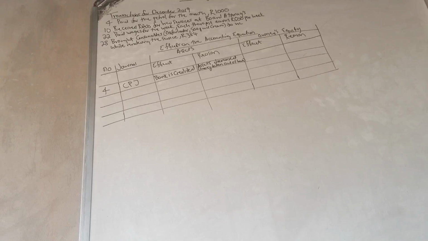Now the owner's equity: what will be the effect on the owner's equity? We can't say that the owner's equity is the person who owns the business, because we are talking about owner's equity. What is owner's equity? We can talk about all the resources of the business. That is what we call owner's equity. They are all the resources that make up the business.